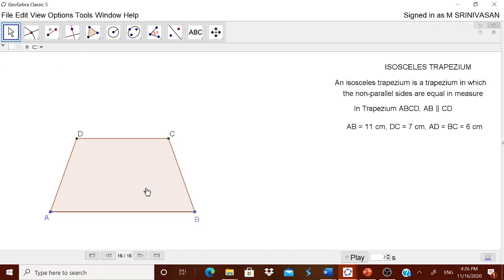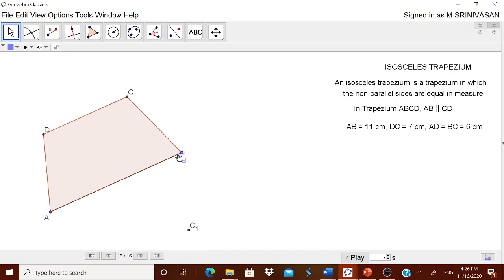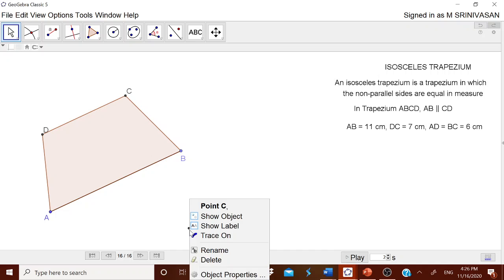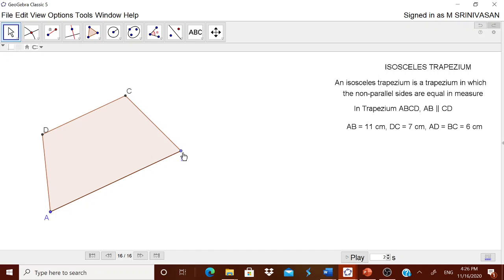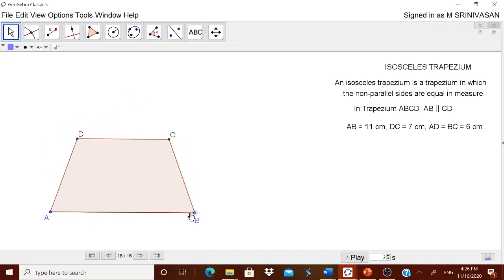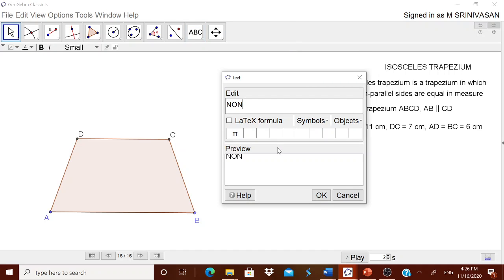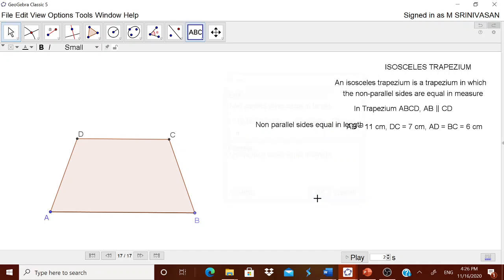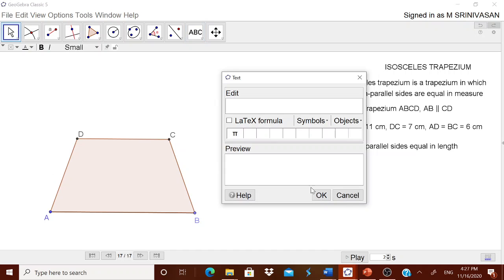Now remember, ABCD you got, but you cannot move anything over here. You can only simply rotate it because this particular trapezium has been constructed by you with the given measure. Okay, now what is the first property? Non-parallel sides equal. That is why it is a trapezium, isosceles trapezium. Let us try to visualize it.